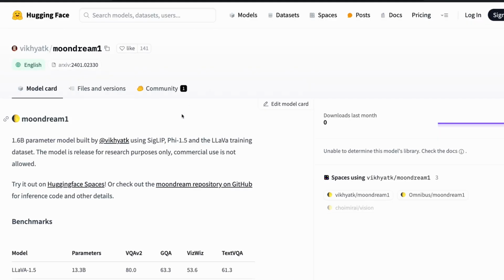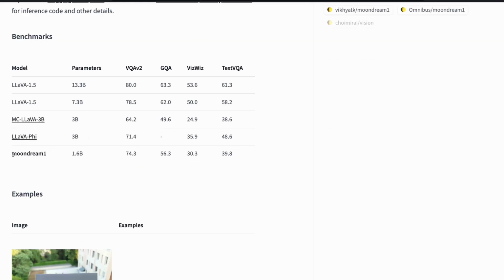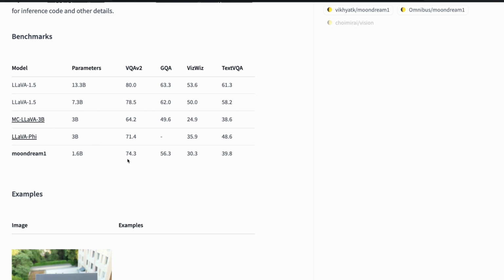This new tiny model is called MoonDream V1. At this point it is only for research purposes. It's not available for commercial use. It's a multimodal model, or a vision language model. The model is quite good in its performance when you compare it with other models of larger size.